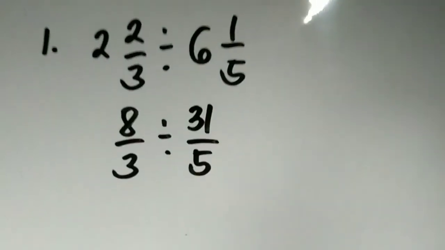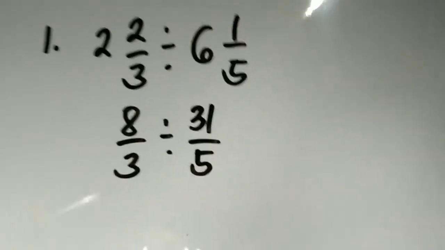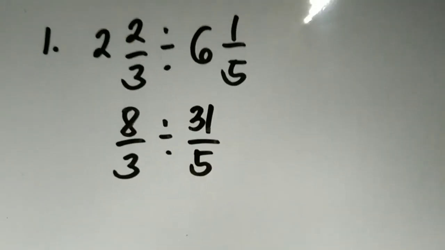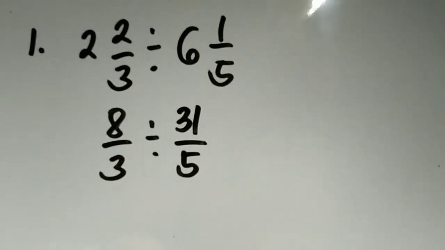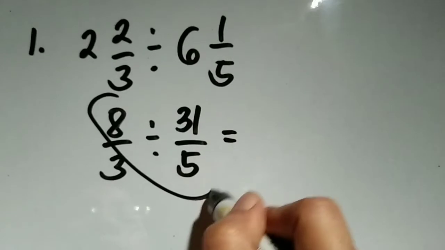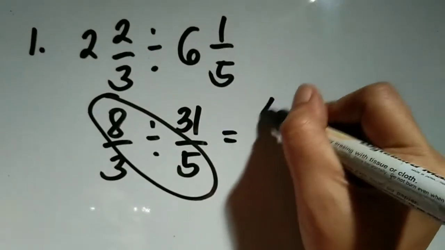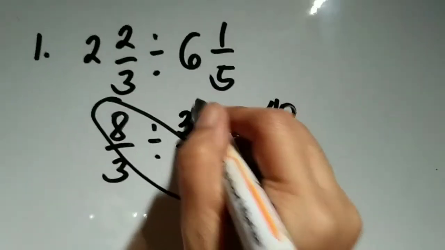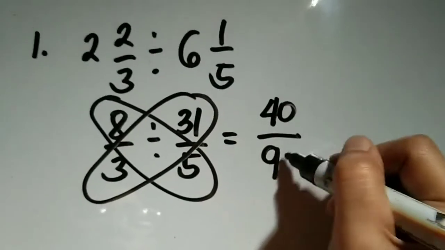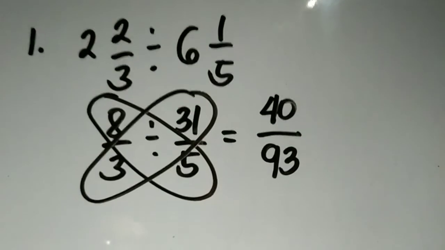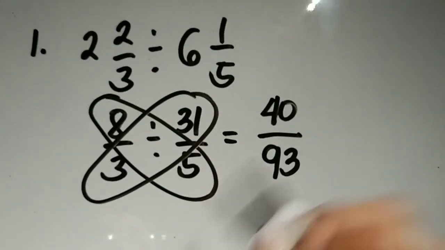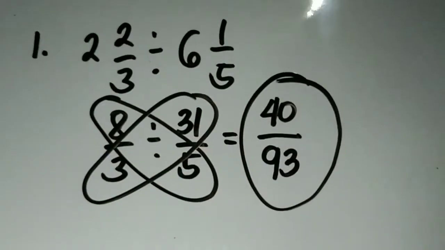Ganun pa din. Pwede na natin siyang i-divide using cross-multiply or getting the reciprocal of the divisor. I-cross-multiply na lang natin para mas mabilis. So, 8 times 5 is 40 over 31 times 3 is 93. So, ang 40 over 93, wala na siyang lowest term. Ito na po yung ating sagot. Ayan.